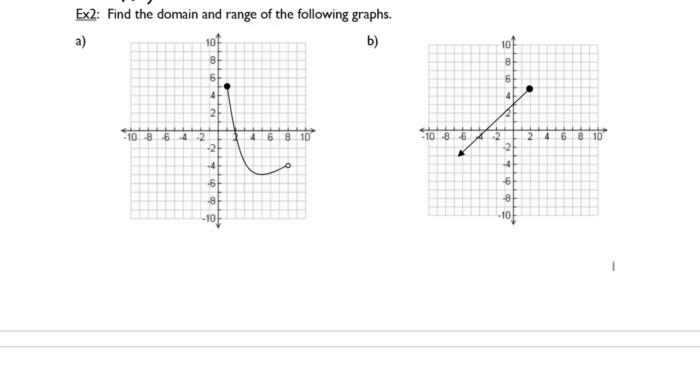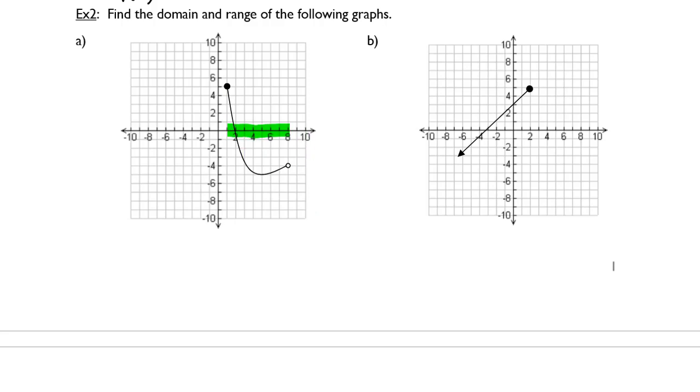Your domain represents how far to the left and right, or in the x direction, you can go while looking at this curve on the Cartesian plane. So if I were to highlight in green how far this curve exists from left to right, we could say that anywhere between 1 and 8, the curve exists. Horizontally, we're speaking of how far to the left or right the curve exists.